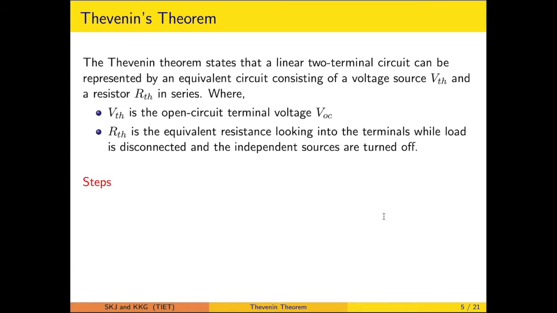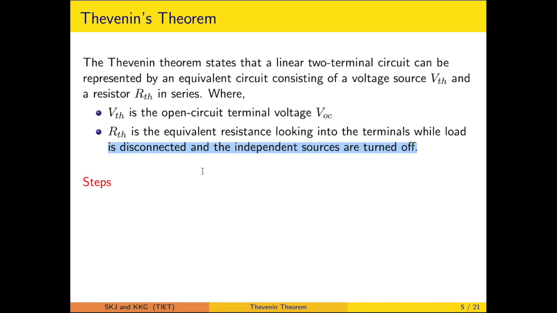Thevenin theorem suggests that a linear two-terminal circuit can be represented by an equivalent circuit consisting of a voltage source VTH and a resistor RTH. However, there is a process to find out the VTH and the RTH. VTH is nothing but the open circuit voltage, which we call VOC, where OC stands for open circuit. RTH is the equivalent resistance looking into the terminals while the load is disconnected and the independent sources are turned off. These are the word statements supporting the Thevenin's theorem.